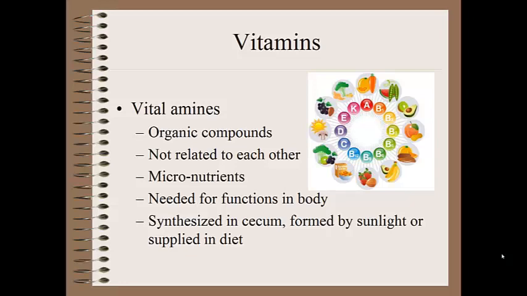There are a lot of different vitamins, but none of them are related to one another. And they are a micronutrient in which they're needed in usually what's called an international unit, which is a very small amount. Most of the vitamins are needed to perform important functions in the body, like different things for enzymes and protein synthesis and that kind of thing. So different functions in the body is what vitamins are used for as a whole. They can be formed in the cecum by bacteria, they can be formed by sunlight, or you can supply them in the diet.